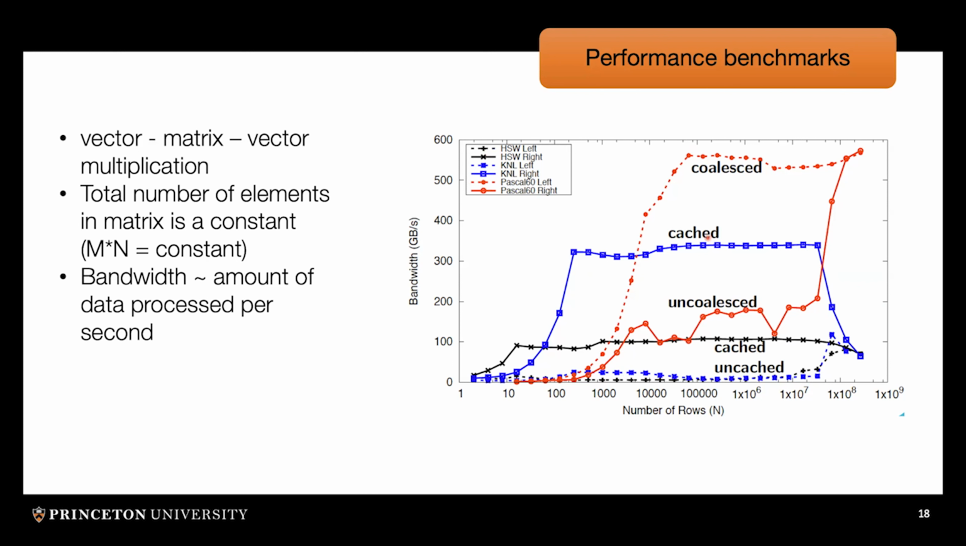So what you see here is that on CPUs, you have really good performance for cached accesses, that is the solid lines. And on GPUs, you have really good performance for coalesced accesses. And in the worst case, you see about a 6-fold difference in cached and coalesced versus uncoalesced accesses.